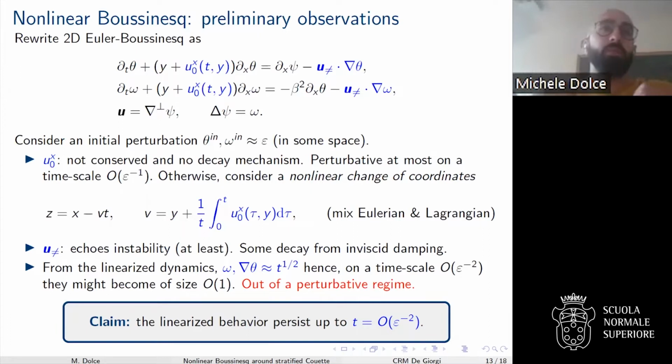For the Euler equation, we definitely have at least the stability, but we may hope for some decay from the inviscid damping. And for the Boussinesq system, we also have the instability coming from the linearized behavior. And therefore, since they are growing like square root of t, on a time scale epsilon to the minus 2, our perturbation can become of size 1. And therefore, we are out of a perturbative regime. And now I claim that indeed the linearized behavior persists up to a time epsilon to the minus 2. And the actual statement of this claim is the following.